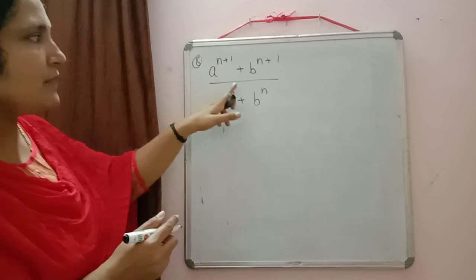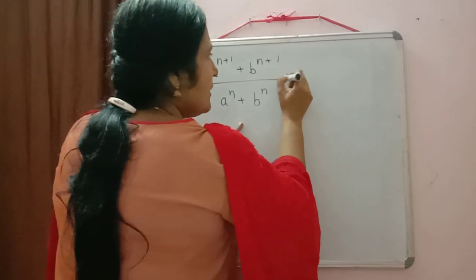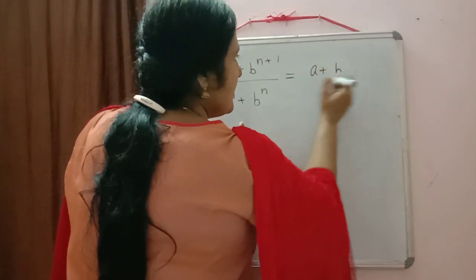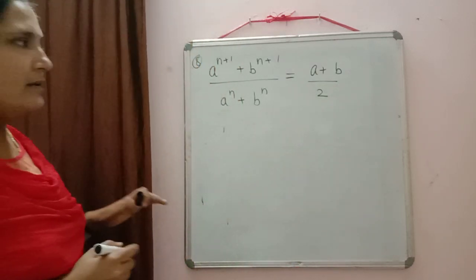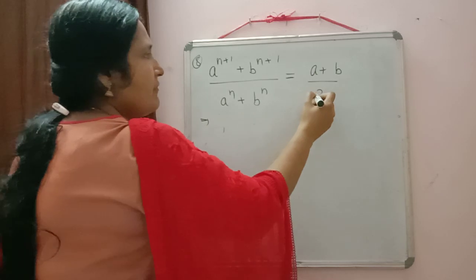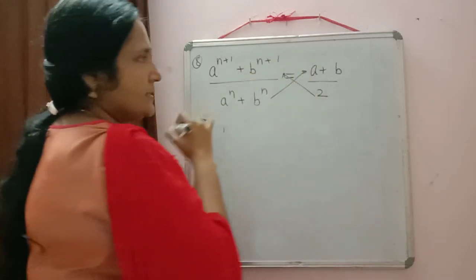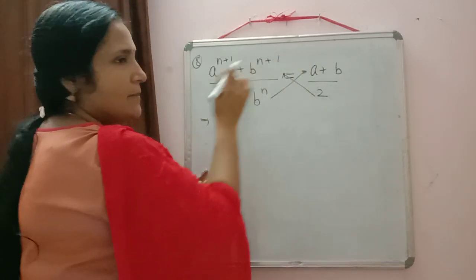A raised to n plus 1 plus this is equal to a plus b by 2. If it is the arithmetic mean, then both should be equal. Now what will we do first? We will do the cross multiplication here. 2 will be multiplied by both.